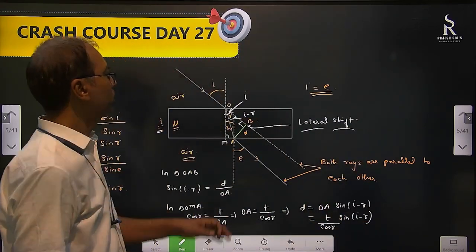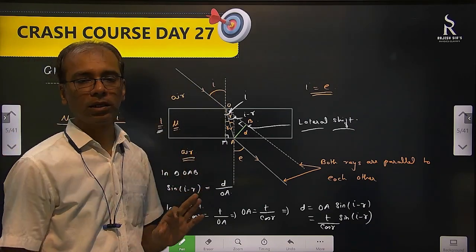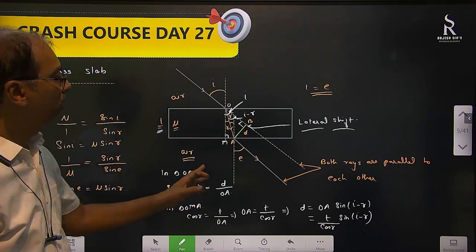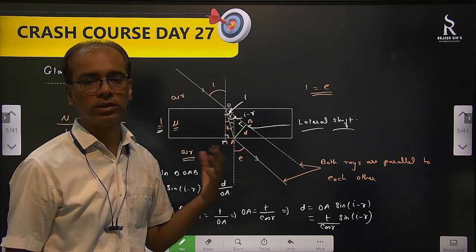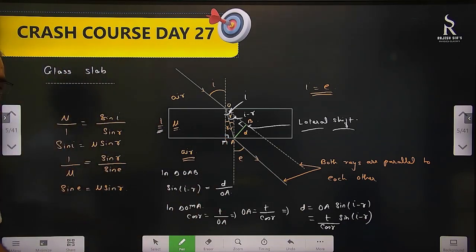Here and here the medium is the same. We know that the angle of incidence and angle of emergence are equal, but at the same time there is a shift in the path of the light, and that we are calling lateral shift, and its value is T by cos R into sine of I minus R. Okay, let's see further.